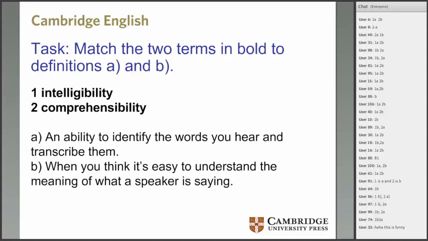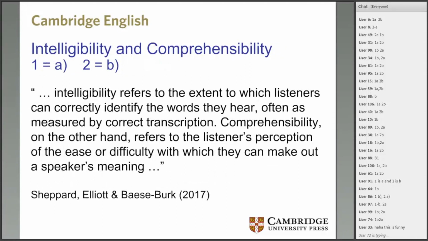So it could be argued that these two terms are subjective to some degree. So what I'm going to show you is the answer in terms of how they are perceived in a lot of the literature when you're looking at oral communication. So in the literature, number one matched definition A, so that was intelligibility. Number two, definition B. And this quote from Shepherd et al. in a way is indicative of what the perception is of these two terms.